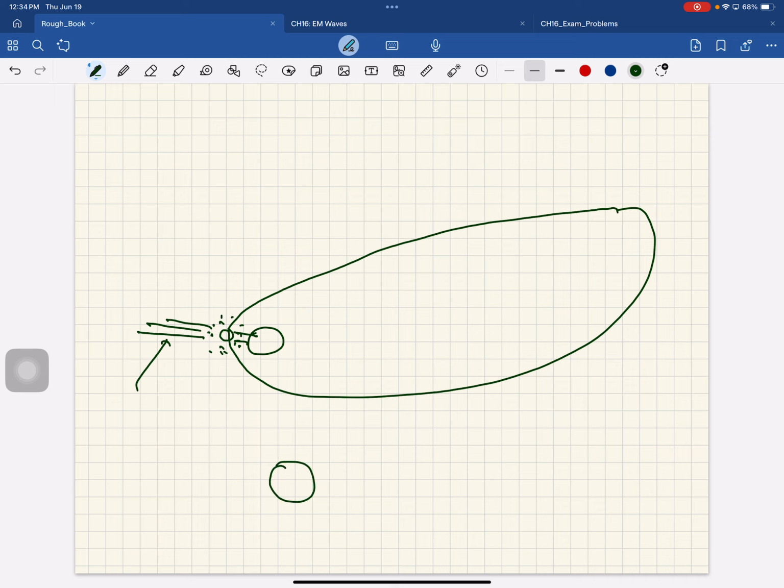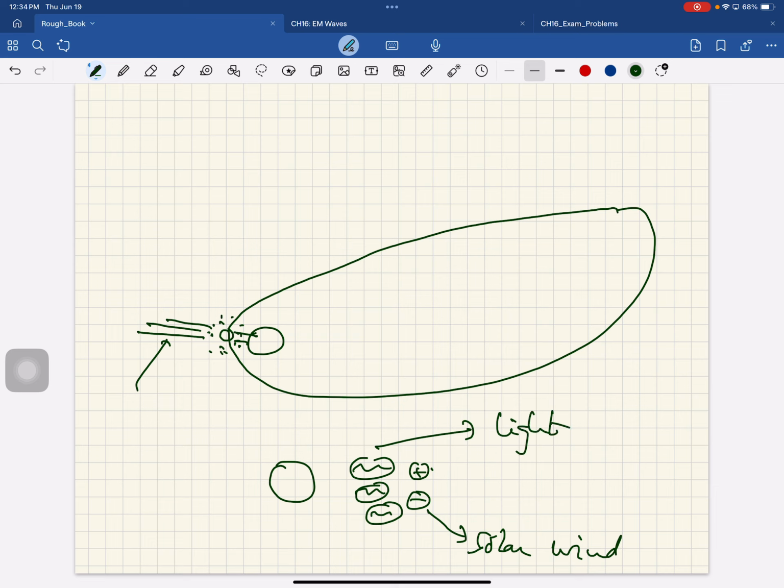Now it turns out that the sun is of course emitting lots of photons, and it's also emitting charged particles. This is called the solar wind, and this is just light. Now in the comet, this vaporized stuff, there are neutral particles and there are charged, ionized particles as well. This is called gas, this is called dust. The dust is blown away by light, and this is blown away by the solar wind.